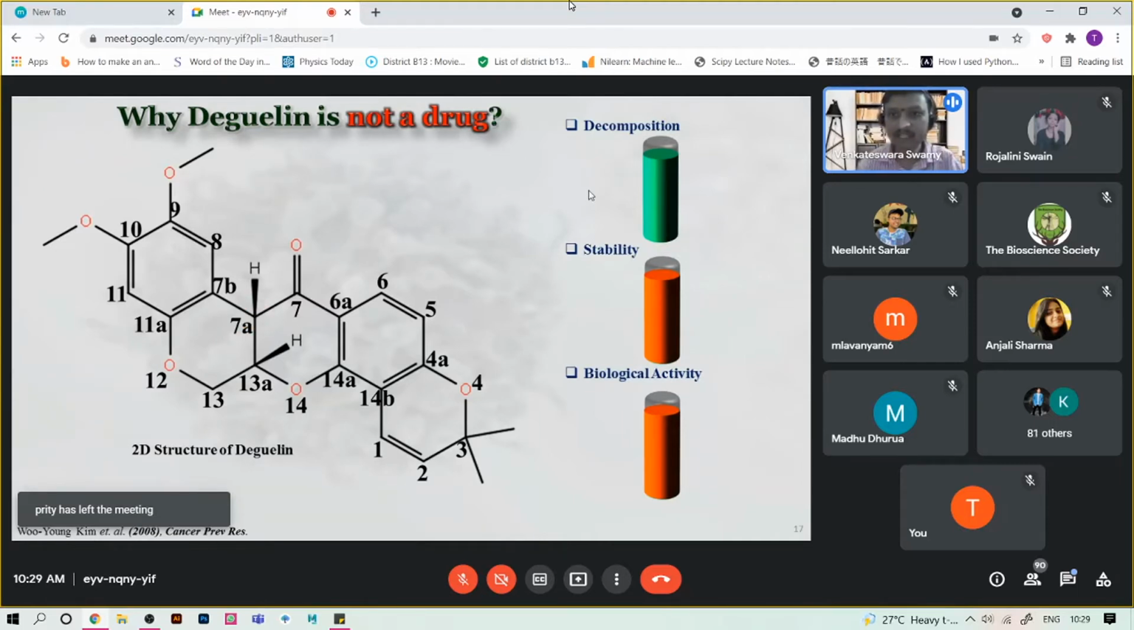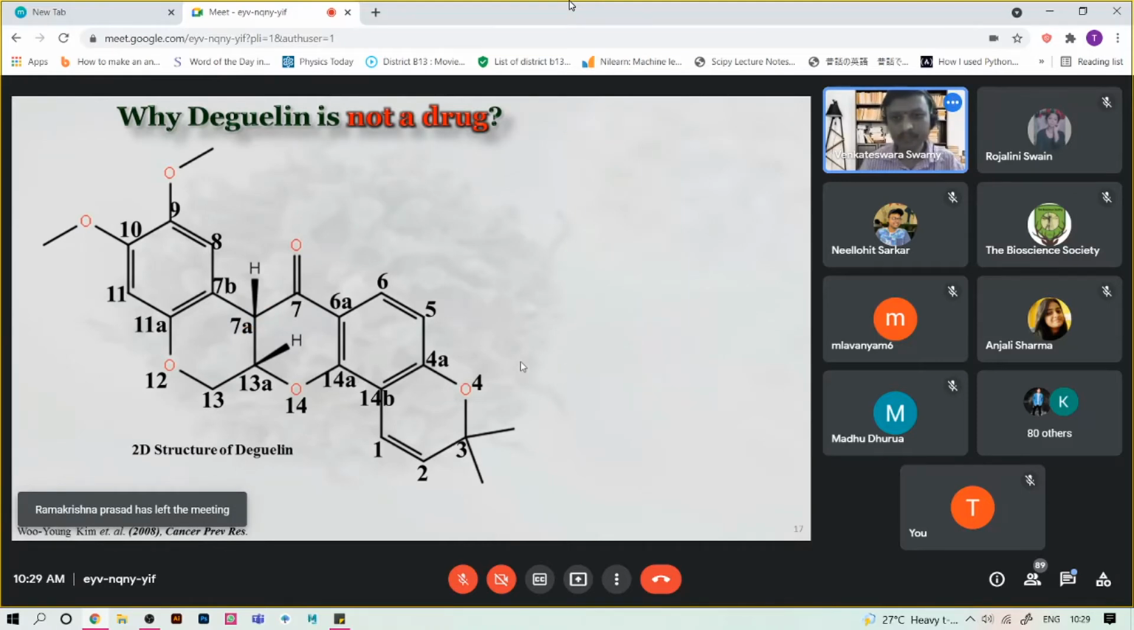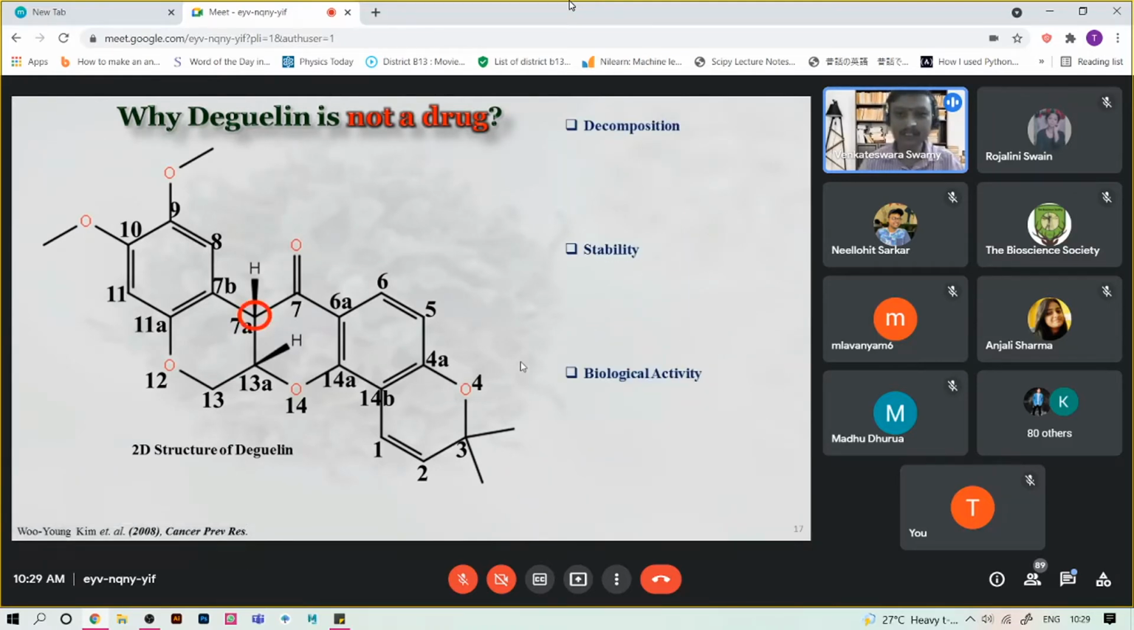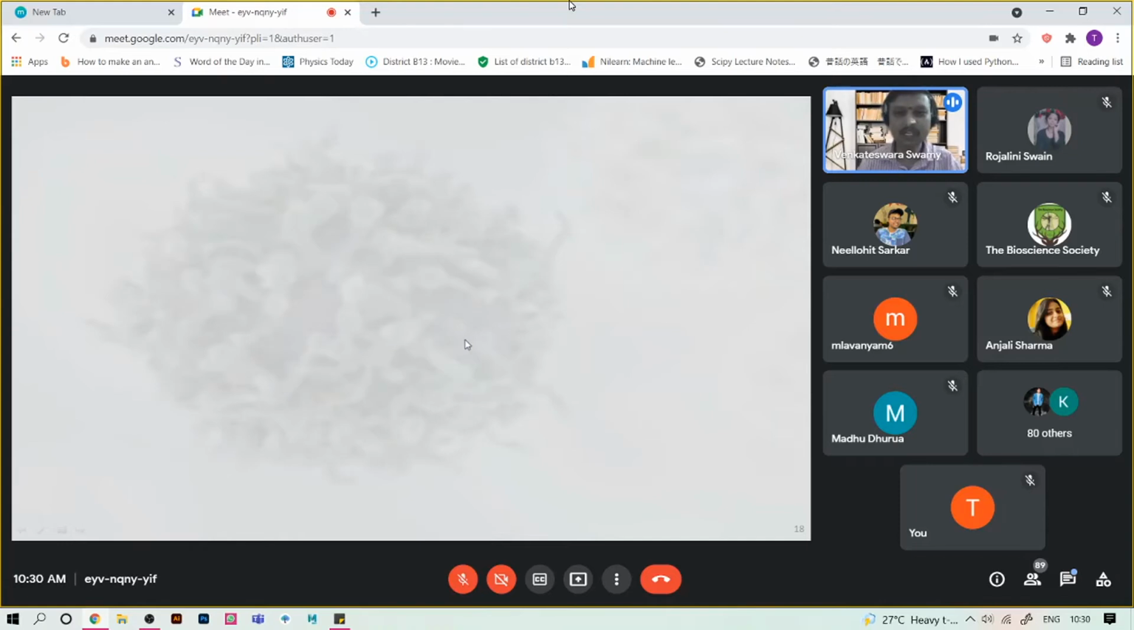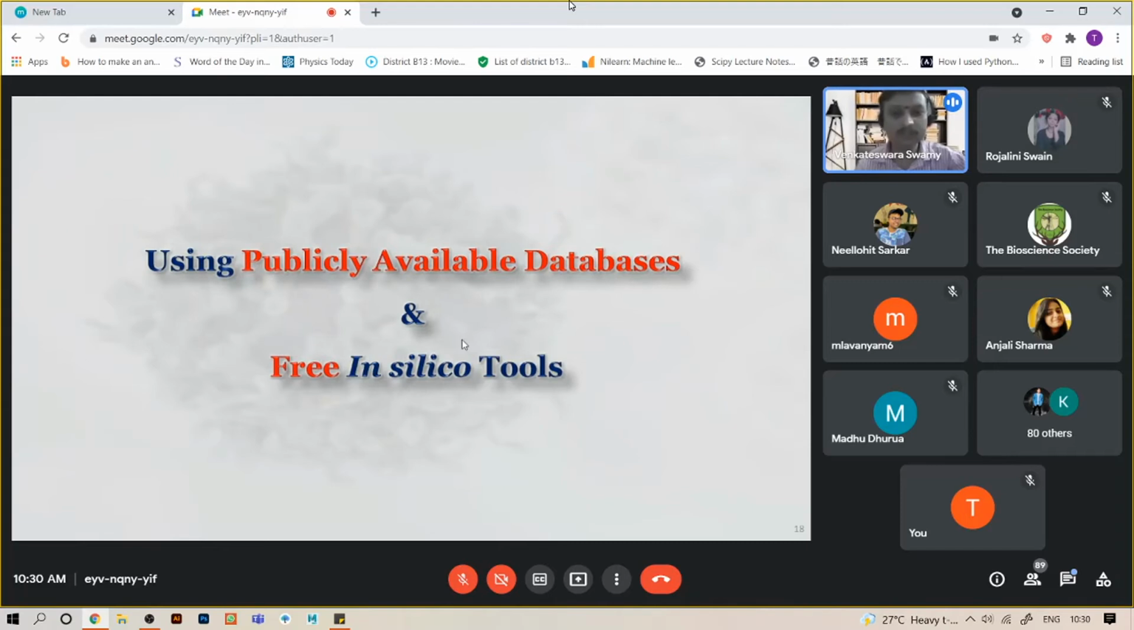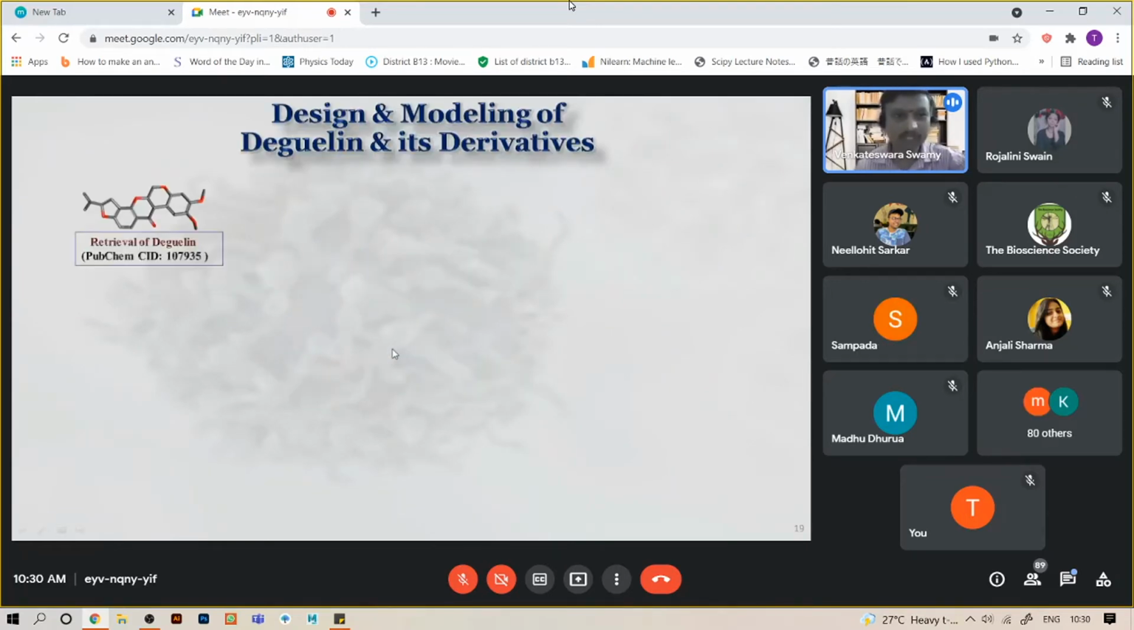Here we can see that the decomposition is okay, fine, so once it enters the patient sample it will be able to act. But here we look at the stability and biological activity. When you look into this, we can find there is a little bit of change. You can also see that the toxicity level may be maximum in our body. So to avoid these toxicity levels, we have modified this molecule in different ways. We will show that.